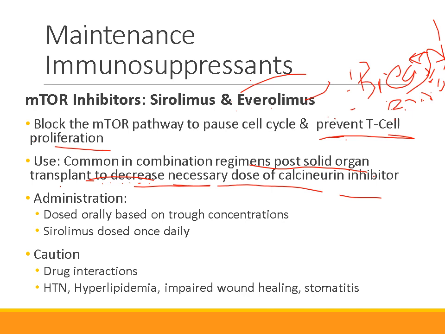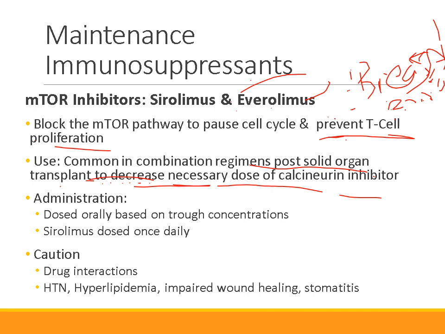Sirolimus is kind of interesting. There are sirolimus-coated stents, and the sirolimus, like the anti-proliferative action, prevents restenosis by the endothelial cells. So by preventing overproliferation of endothelial cells, it prevents that stenosis of the vessel and keeps the vessel patent, keeps the vessel open.